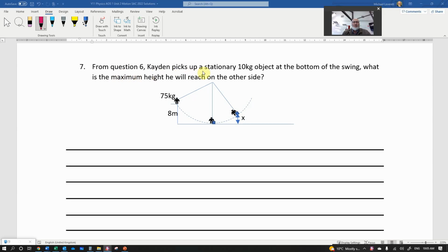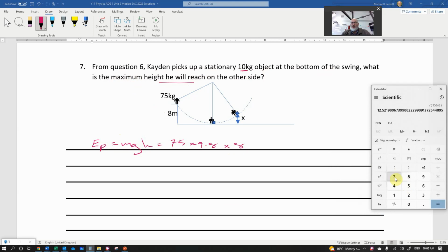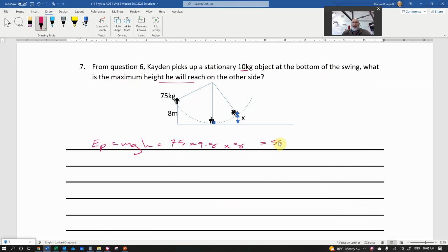From question 6, Caden picks up a stationary 10 kilo object at the bottom of the swing. What is the maximum height he will reach on the other side? Well, because of conservation of energy, his potential energy, which is what he started with, which is mgh, is equal to 75 by 9.8 by 8. That gives us 5,880 joules of energy.